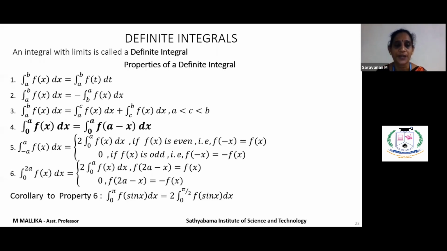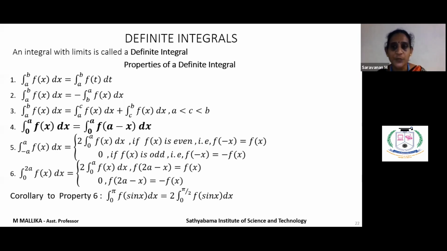Similar to the fifth property, you have one more property: integral 0 to 2a f of x dx is twice integral 0 to a, again provided a condition is satisfied. What is that? f of 2a minus x is equal to f of x, and it is 0 if f of 2a minus x is minus f of x. And an important corollary to this property is integral 0 to pi f of sin x dx is equal to twice integral 0 to pi by 2 f of sin x dx. That is, whenever I have a function involving only sin x, 0 to pi is twice 0 to pi by 2.